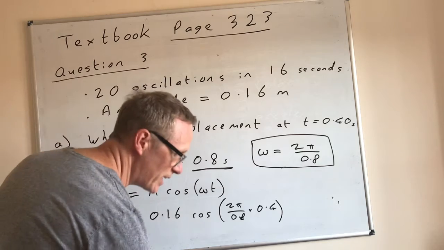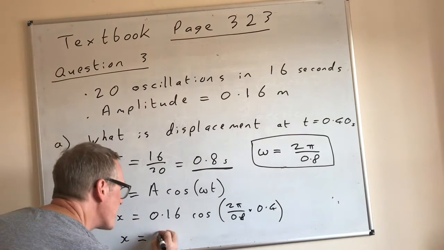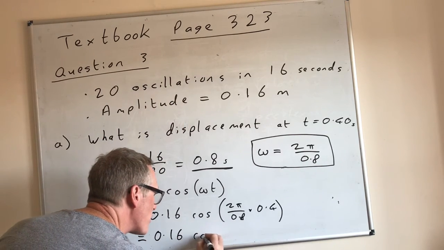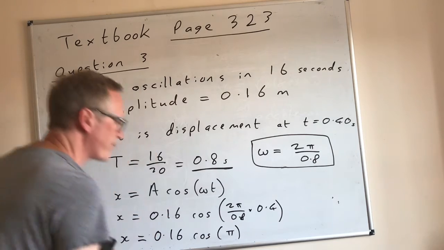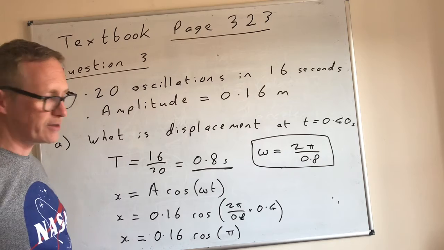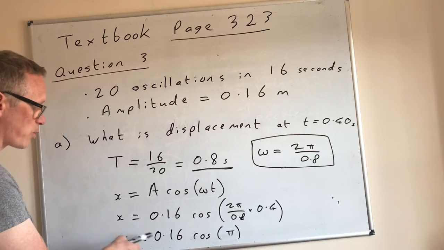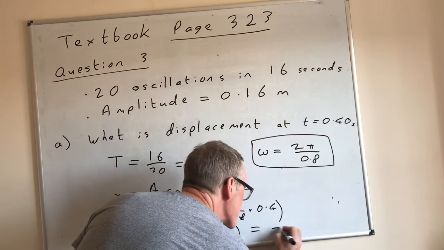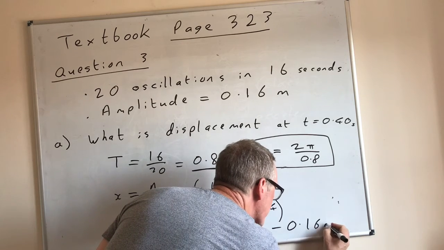So here you can see that if I put this in, this becomes 0.16 multiplied by the cos of pi, and pi, if it's in radians by the way, is 180 degrees. Cos of 180 is -1, so the displacement is minus 0.16 metres.